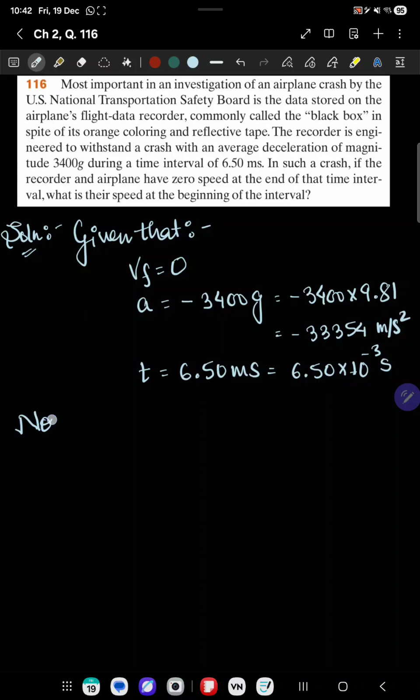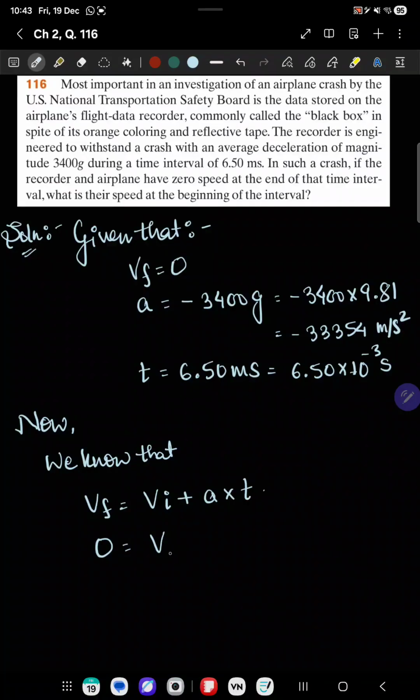Now we know that Vf equal to Vi plus A into T. Here Vf is given as 0, Vi we have to find out. Here the acceleration is given as minus 33354 and time given as 6.50 into 10 to the power minus 3.